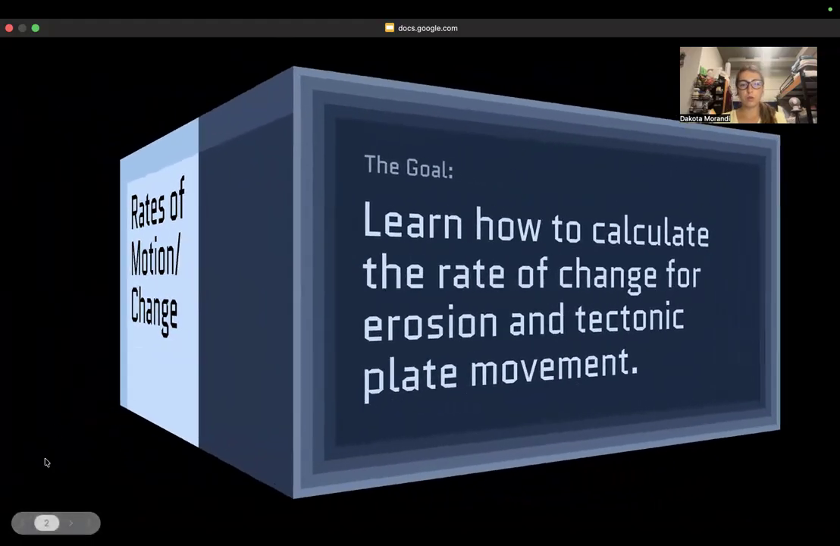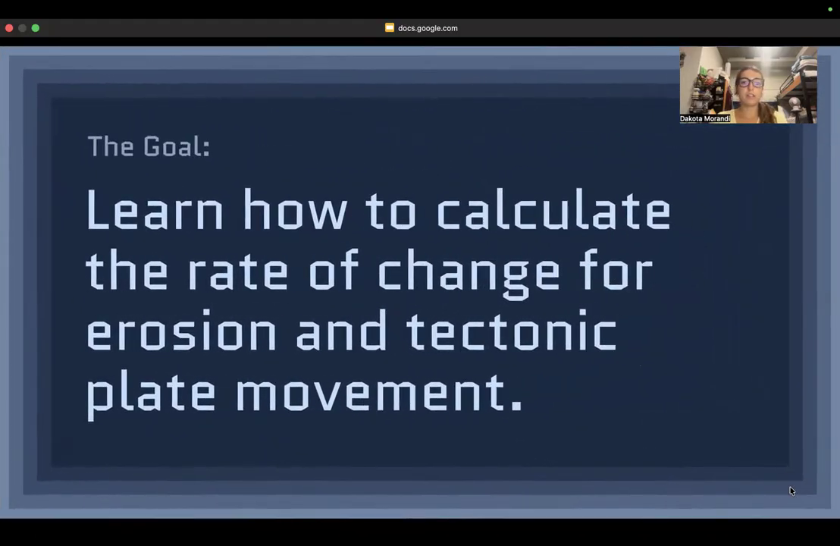So first, the goal of this lesson is to learn how to calculate the rate of change, specifically in this class for erosion and tectonic plate movement, but how you calculate that can also be used for many different things.